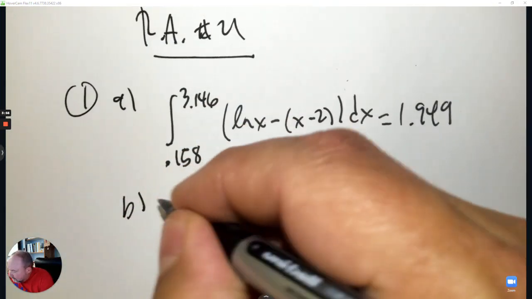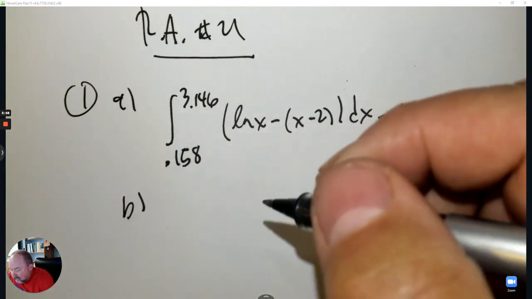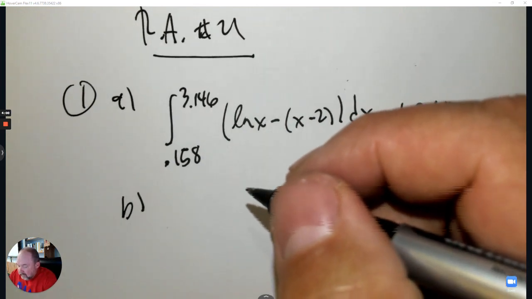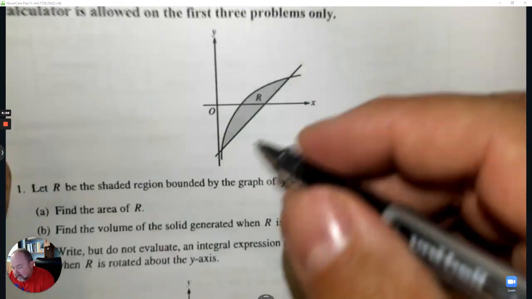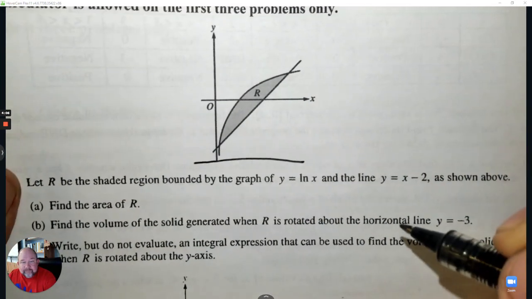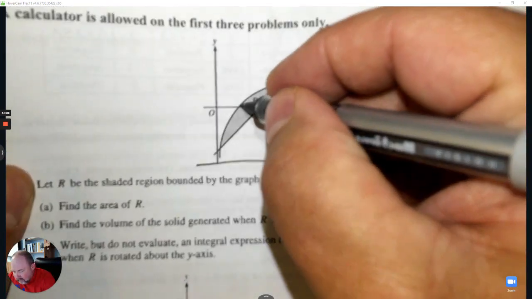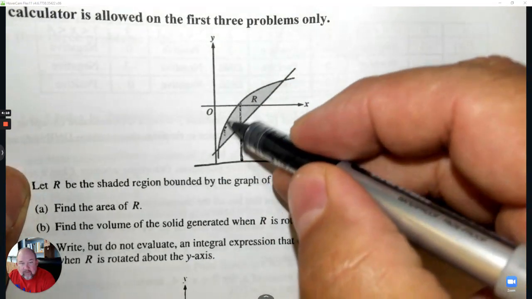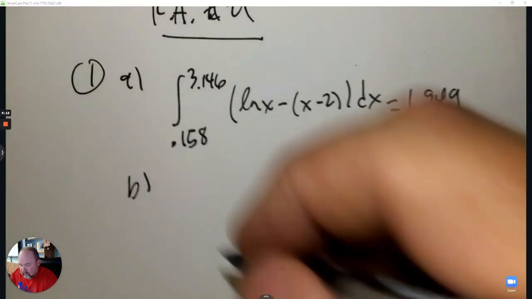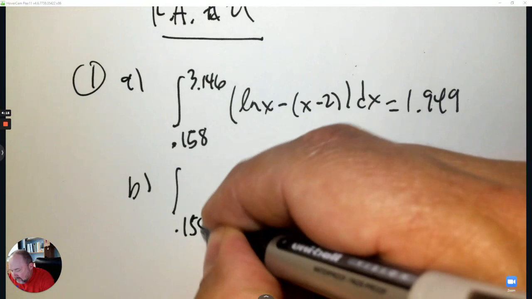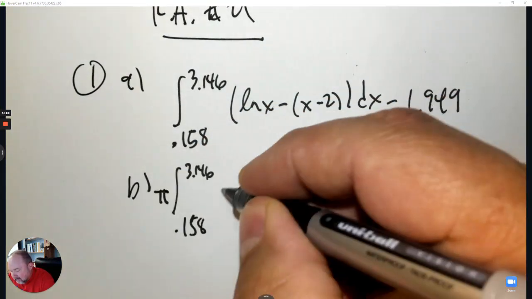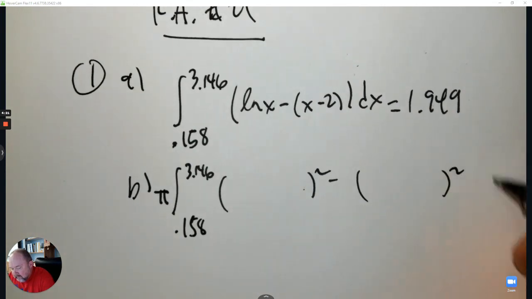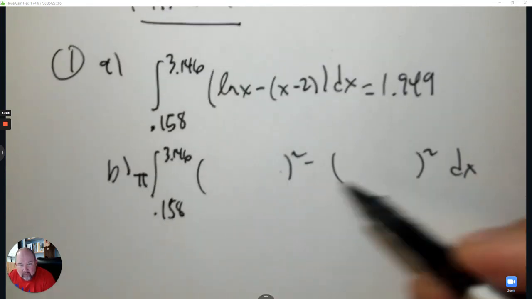Part B, find the volume rotating that around the line y equals -3. I won't show your calculator every time. So -3 is here along the bottom. So we have a big radius. So that's the curve, subtract that. So again, we're going to integrate 0.158 to 3.146. It's pi. We have 2 radii. So pi r squared, pi r squared.